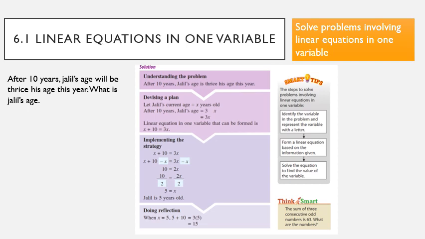Sebab dua-dua belah ada x, kita kena hilangkan salah satu. So yang ni dia minus x, yang ni minus x. So tinggal 10 sama dengan 2x. So sebab 2x ni adalah darab 2, so saya bahagi 2, bahagi 2. So, dapatlah 5 sama dengan X. So, 5 sama dengan X kan sama je dengan X sama dengan 5. Dia benda yang sama. So, maksudnya X ni tadi Jalil age kan. So, kita kena bagi tahu. So, Jalil is 5 years old. Dan, so, itu je contoh untuk solving problem.